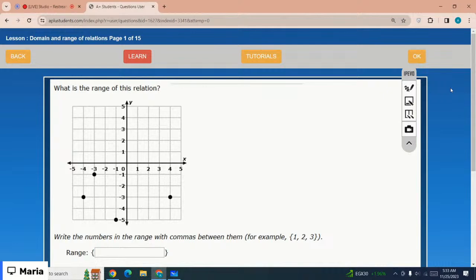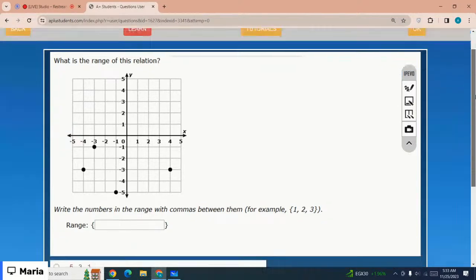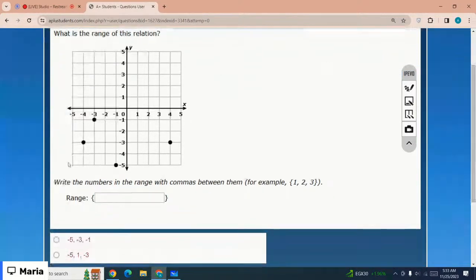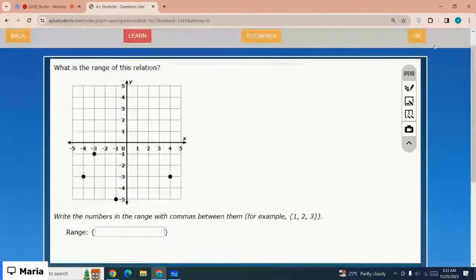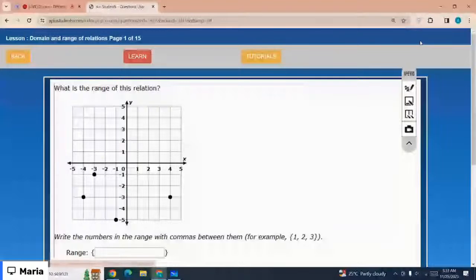Okay, the range of the function is, let's just see the y values. -1, -3, and -5, right? That means option number 1. You can see when matched to the y-axis -1, -3, -5, option 1 is the correct option.